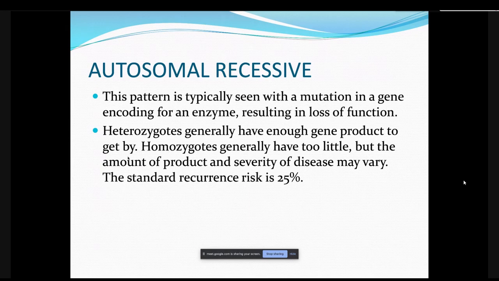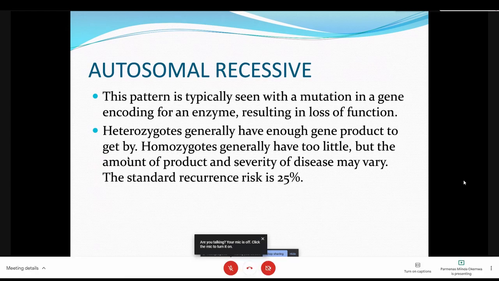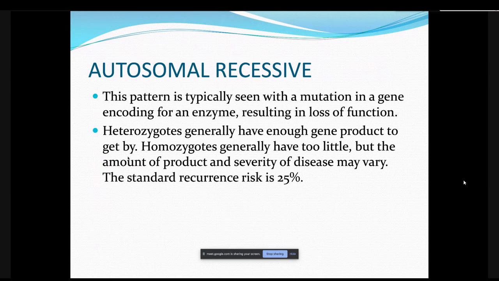Let's look at autosomal recessive. This pattern is typically seen with a mutation in a gene encoding for an enzyme, resulting in loss of function. So heterozygotes generally have enough gene product to get by, while homozygotes have very little of this, and hence the amount of product is equivalent to the severity of disease. So severity varies depending on the amount of product involved. The standard recurrence risk in this is 25%, meaning in every pregnancy, there's a risk of 1 out of 4 of the products getting disease.